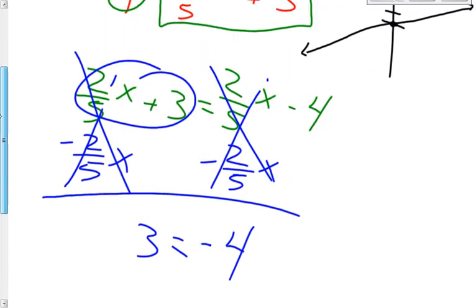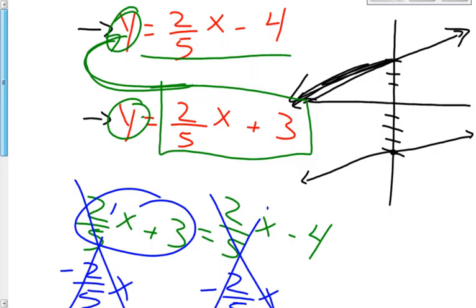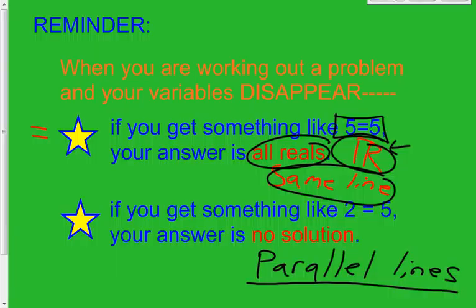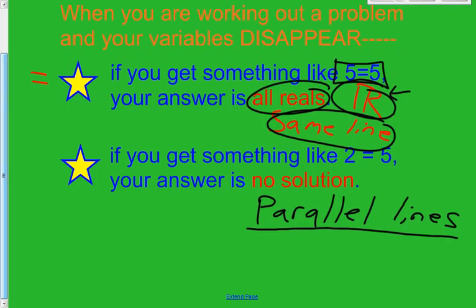And the reason for that is because obviously these two lines are parallel. They won't ever intersect. That intersection point is our solution, and if two lines never intersect, then our answer is no solution. So if you get a false statement, your answer is no solution or parallel lines. If you get a true statement, your answer is all reals, or else they are the same line. I hope that makes sense to you.